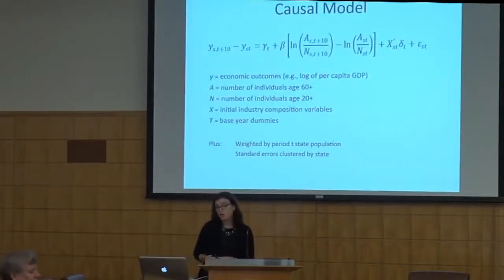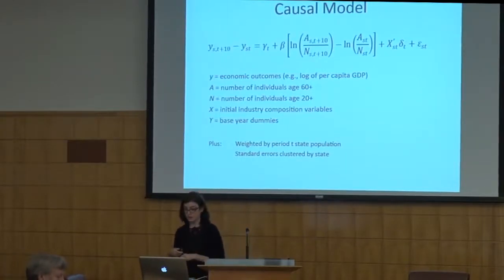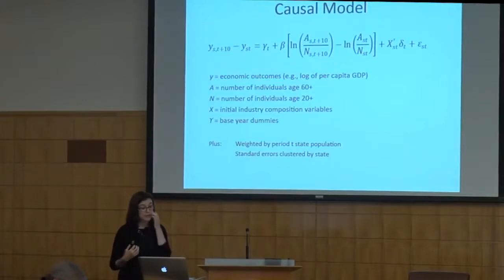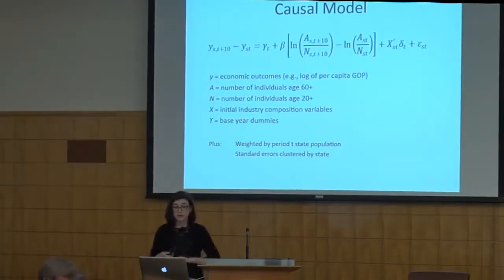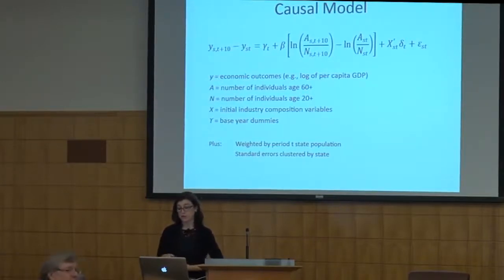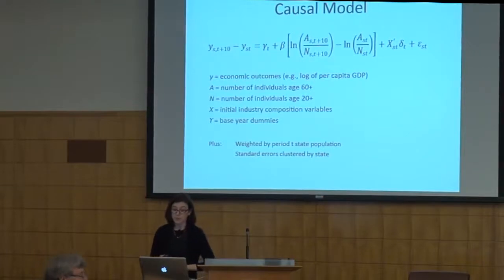So we start with a very simple causal model that would just simply relate the change in an economic outcome, Y, over a 10-year period in a state to the change in the age structure, okay? And here we're looking at the log of the proportion A, that's 60 plus, over that 10-year period, okay?